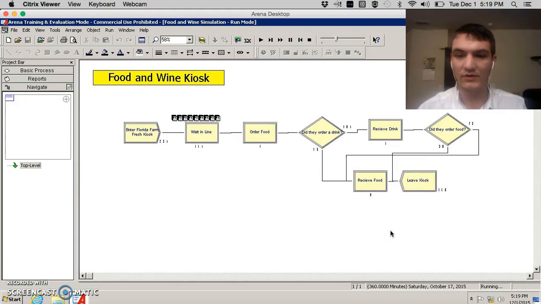And it looks like it ran. I'll just walk you through this because of the way that I had to go through Arena on the remote server. Just like before, you would enter the Florida Farm Fresh kiosk, wait in line, and order your food. If you ordered a drink, you would receive your drink. After receiving your drink, did they order food? If so, you would receive your food. If not, you would leave the kiosk. If you ordered food, you would obviously leave the kiosk after you got your food. If they didn't order a drink, they got in line for a reason, so they would have to receive their food, and then they would leave the kiosk.